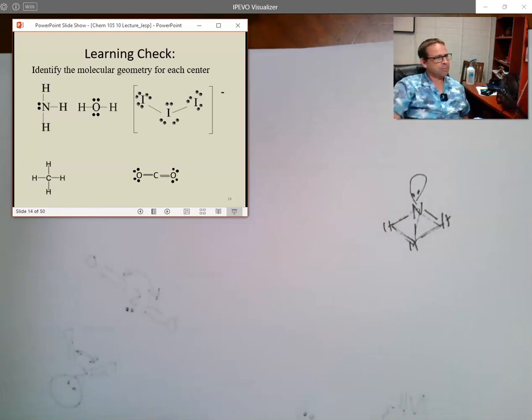Yeah. Okay. Landon, what do you say? Well, let's see. What's the shape of this CH4 right here? Tetrahedral. Tetrahedral. Very good. Nikki, what's the shape of this compound right here?